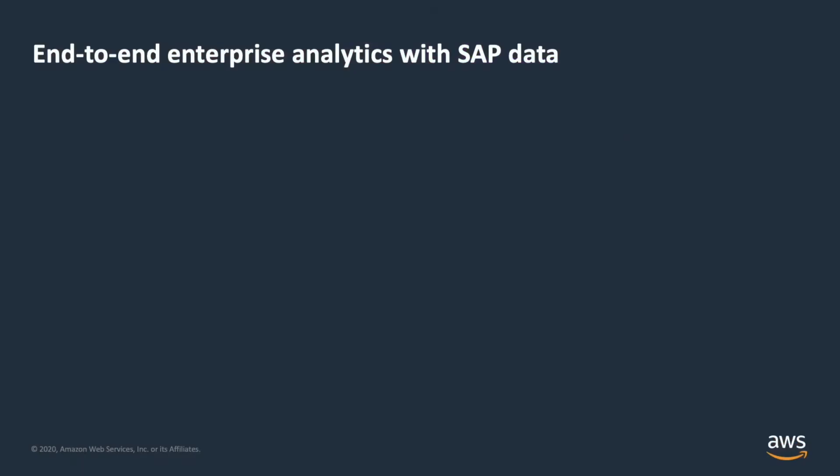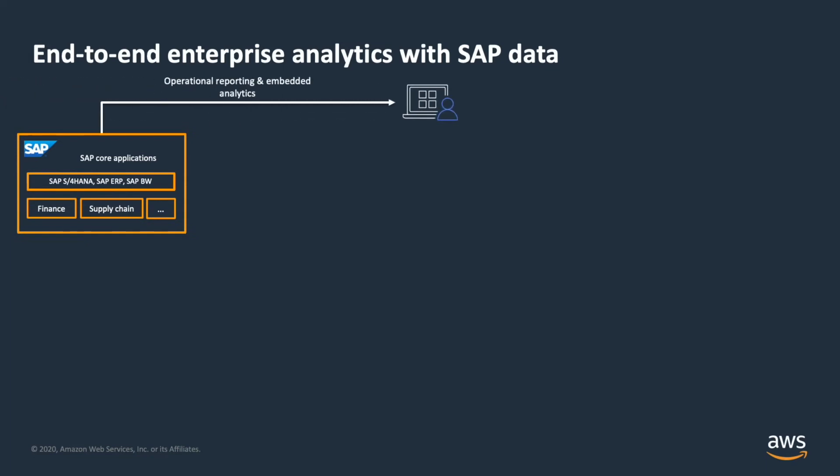We are going to show you how to build a customer 360-degree view using SAP and AWS. Now, this is the data footprint that we see with a lot of our SAP customers. They have their core applications. They're typically running SAP S/4HANA or BW on HANA, and they have a good amount of operational reporting and embedded analytics that are built in within the systems.